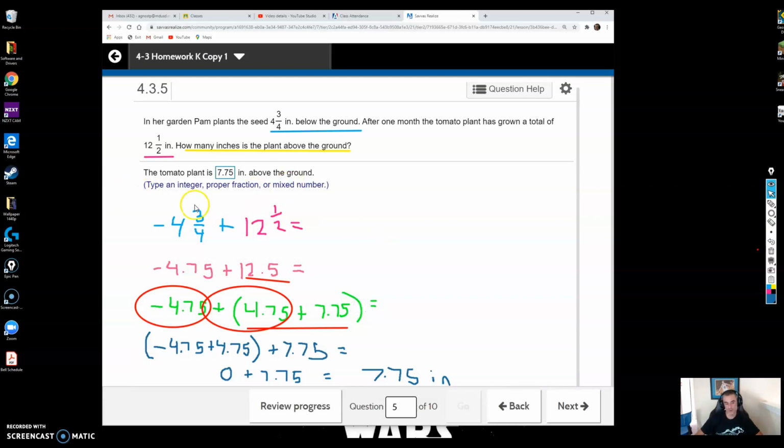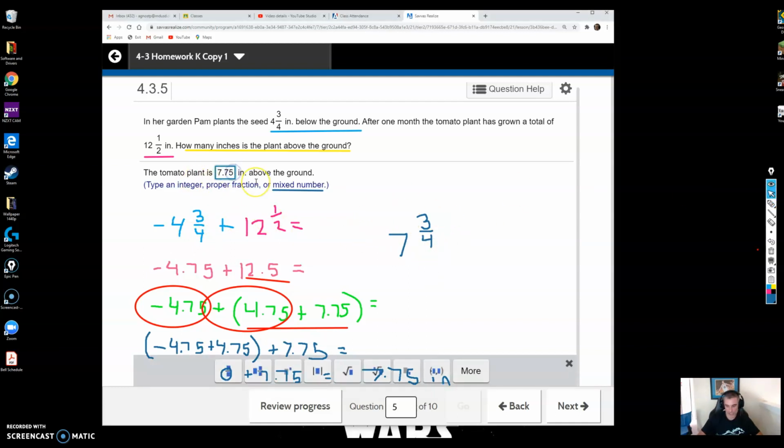So this is why it's so important to read the blue writing. They want it as a proper fraction or a mixed number. Well, 7.75 is easily converted to a mixed number. Remember, 0.75 is 3/4. So 7.75 is equal to 7 3/4. So that's how they want the answer.